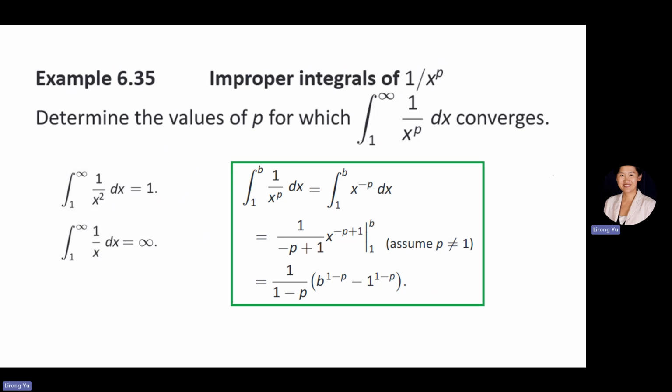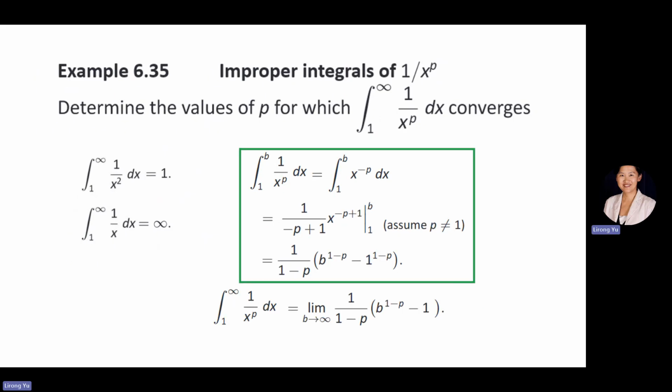So if that was b, right? This is 1/x^p, so it's x to the negative p power. According to the power rule, x to the power plus 1 over power plus 1. And we make x equal to b and x equal to 1. If x equals b, then b to the 1 minus p, minus 1 to the 1 minus p. And notice 1 to the 1 minus p equals 1. Then this one is okay, and then we figure out if there's a limit. So next we're gonna make b go to infinity and see what happens.